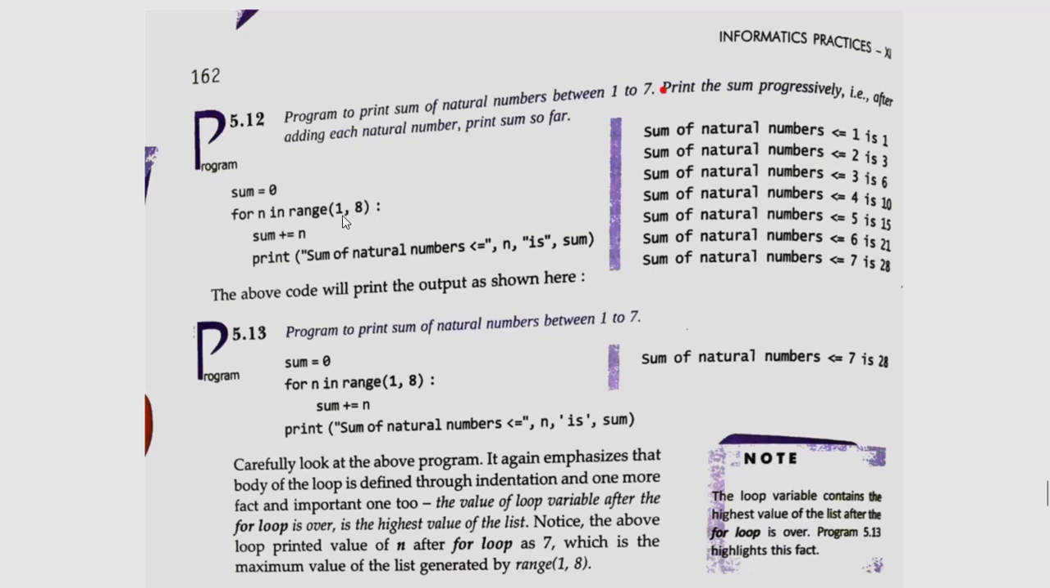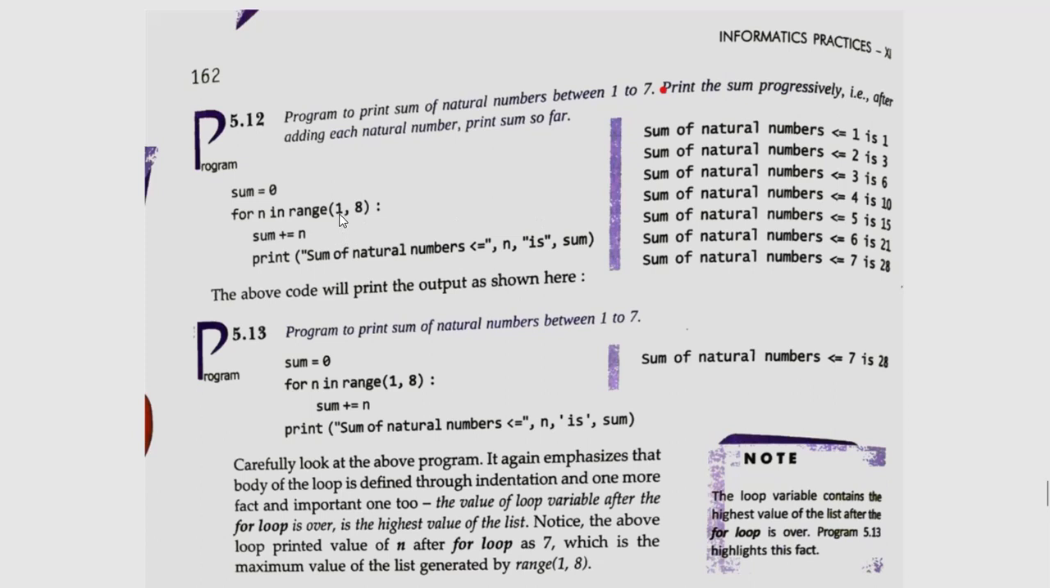So here, for n in range 1 comma 8, it will start from 1 and go to 7. Initially it will take 1, and for 1 it will be executed. Now sum plus equal to n, that means n is equal to 1 and sum was earlier 0, so 0 plus 1 is equal to 1. So the first line will be executed.